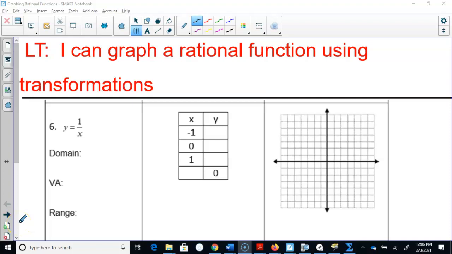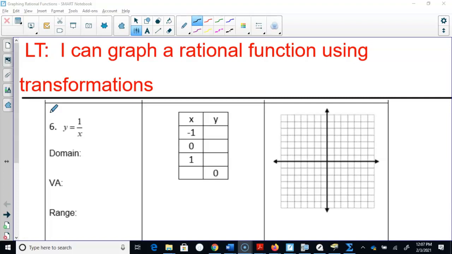Hi, algebra students. Today our learning target is that I can graph a rational function using transformations. Now, real quickly, what you need to know is that on your note packet at home, you do not see the LT on there, and you only see it starting with number 6. So just make sure you're on the right page with me before we begin, okay?